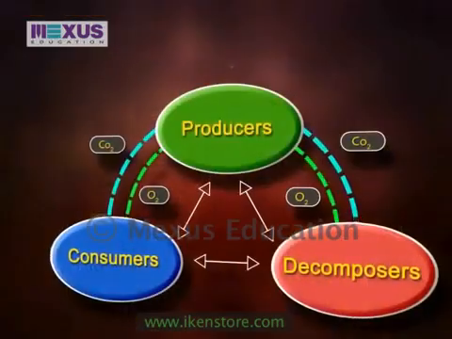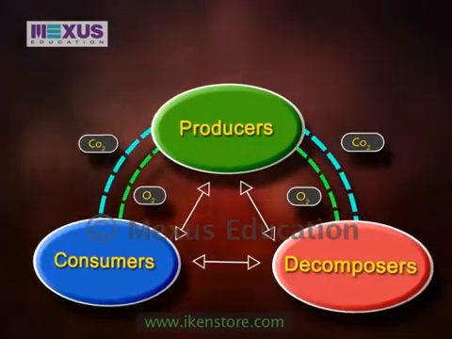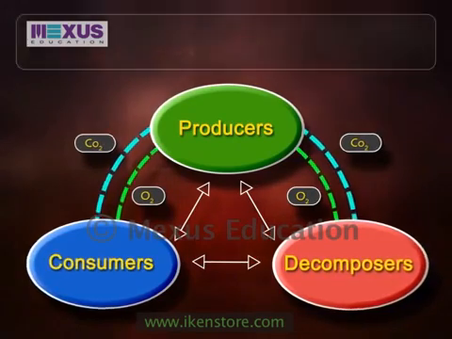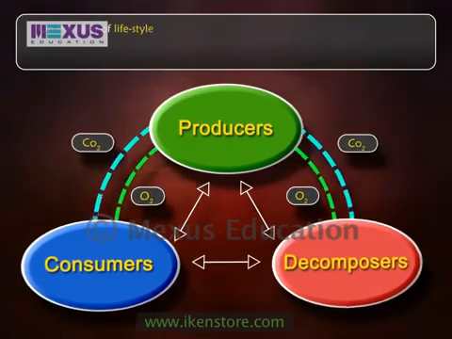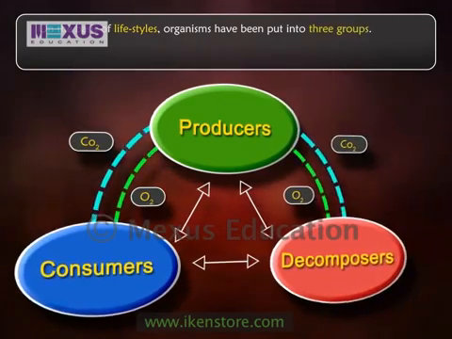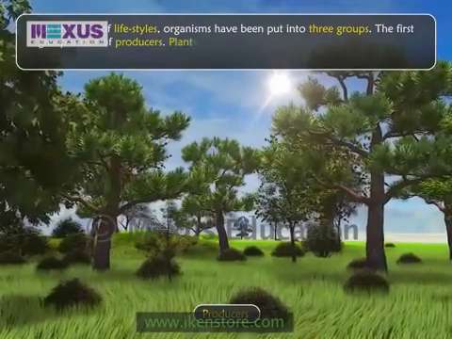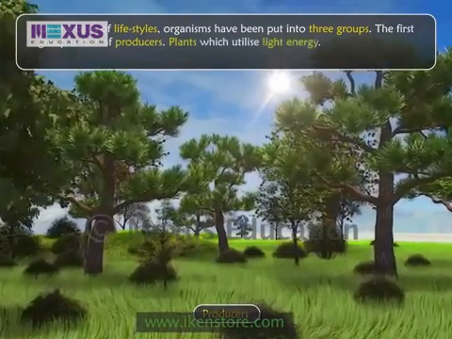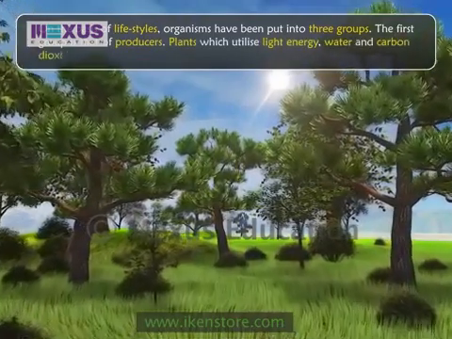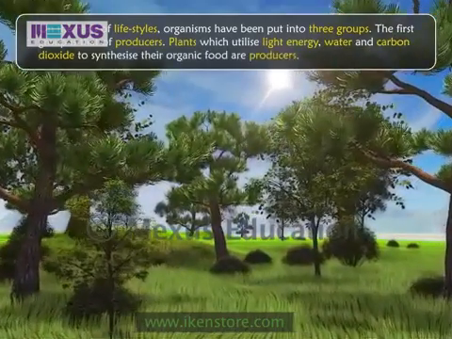The fourth factor that was considered while making this five-kingdom system is the lifestyle. On the basis of the lifestyles, organisms have been put into three groups. The first group is that of producers. Plants which utilize light energy, water and carbon dioxide to synthesize their organic food are producers.